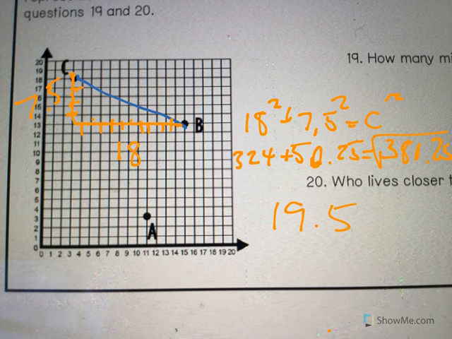So who lives closer? David. By how much? Just take David's answer, 25.5 minus the 19.5. He lives 6 miles closer. Okay, there you go. And that's how you do number 19, or number 19 and 20.